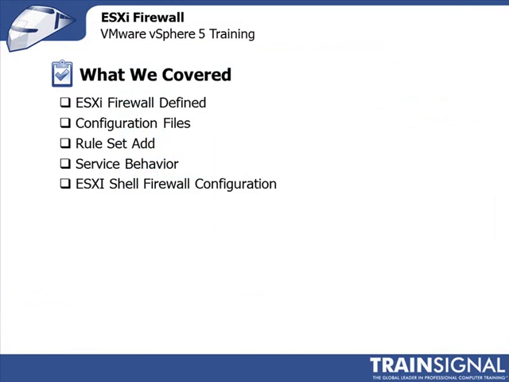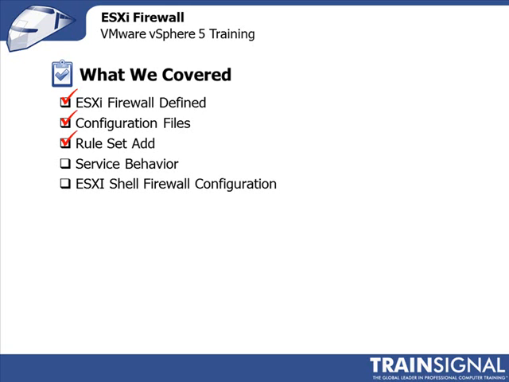So we started off by talking about the ESXi firewall. We defined it, and we went through the fact that the ESXi firewall, first of all, is a new feature with vSphere 5, and it is a stateless service-oriented firewall that you can configure either from the command line using ESXCLI or from the vSphere GUI, as I just finished showing you guys. We talked about the different configuration files that you have access to. You have access to the rule set configuration files, and you have access to the services configuration files as well.